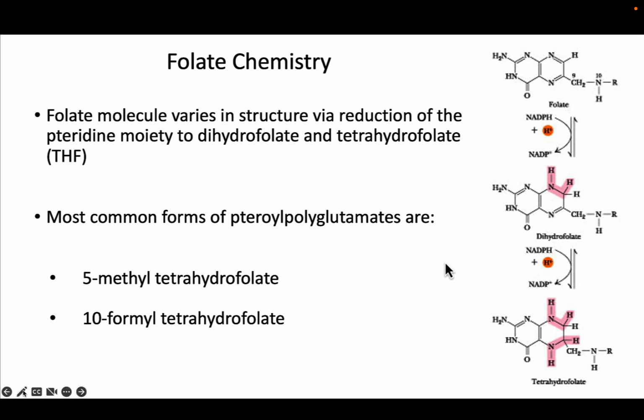Before we transition though, let's explore where these hydrogens are coming from to create di and tetrahydrofolate. Those are being donated by niacin in the form of NADPH. So remember that NADPH is created in the hexose monophosphate shunt, and it is a reduced form of niacin, and it wants to donate hydrogens and electrons, and so this is one of the many reactions where it's able to do that.